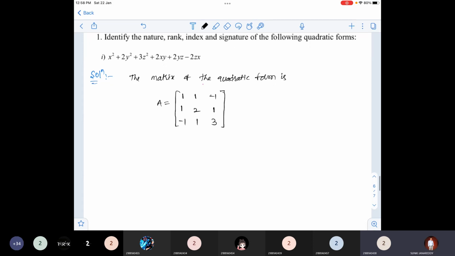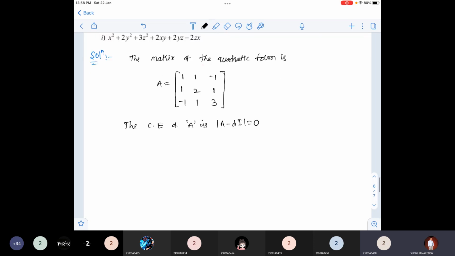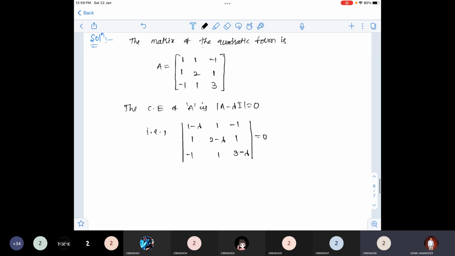Now we need to find the eigenvalues for this. The characteristic equation of capital A is determinant of A minus lambda I equal to 0. That is, determinant of 1 minus lambda, 1, minus 1; 1, 2 minus lambda, 1; minus 1, 1, 3 minus lambda, equal to 0.